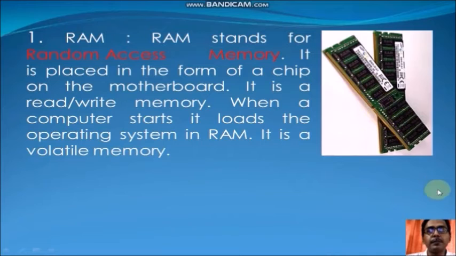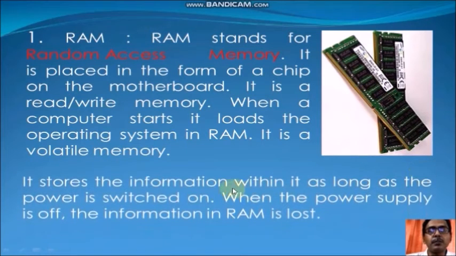These are the RAM chips. They consist of capacitors. It stores the charge as long as the power is there. It stores the information within it as long as the power is switched on. When the power supply is off, the information in RAM is lost. It is a volatile memory.